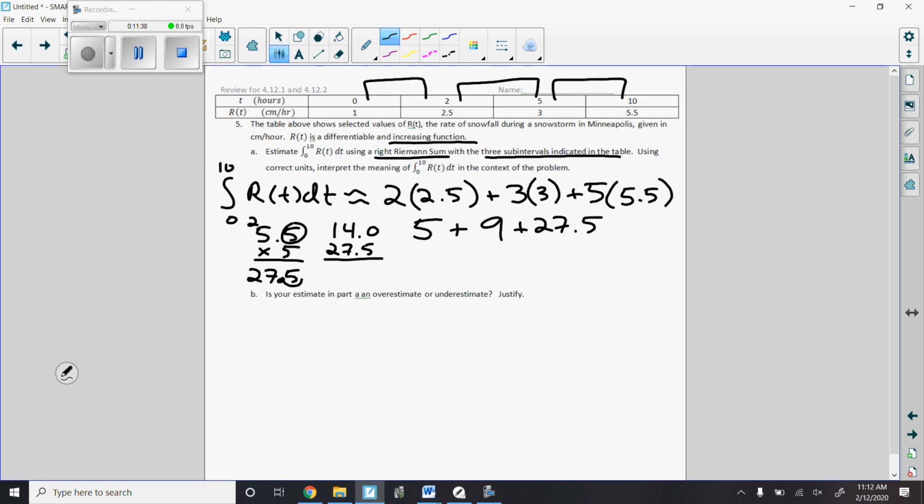0 plus 5 is 5. 4 plus 7 is 11. 1 plus 1 is 2, plus 2 is 4. So I get 41.5. Okay. In my unit now, if you think about this, we're taking centimeters per hour times hour. Centimeter per hour times hour is going to give us an answer of centimeters.